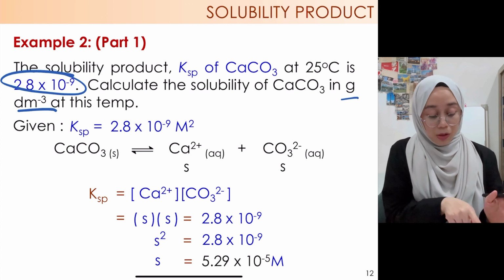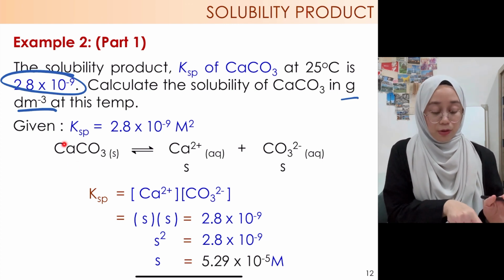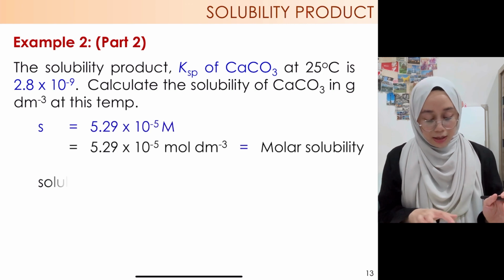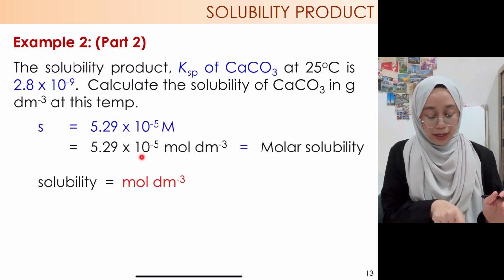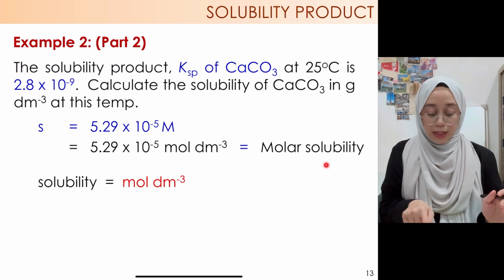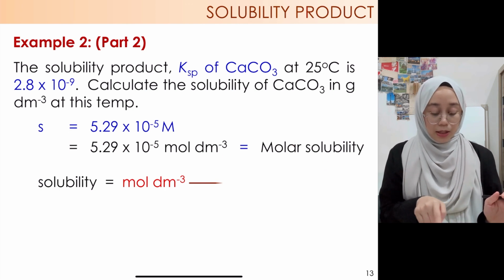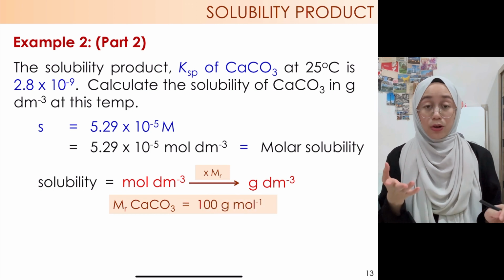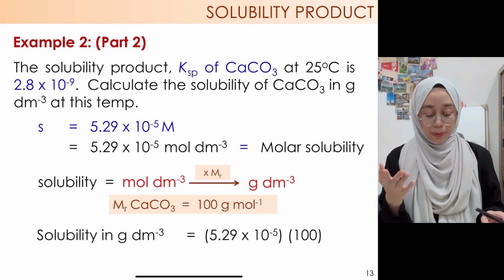So molar mass apa? Molar mass of calcium carbonate. So you have to calculate the molar mass untuk kat sini lah. Okay, jadi do take note that yang kat sini, the S value yang kamu jumpa sini, ini adalah molar solubility class. So we need to change it into the gram per decimeter cube. So we need to find out the molar mass of the calcium carbonate.